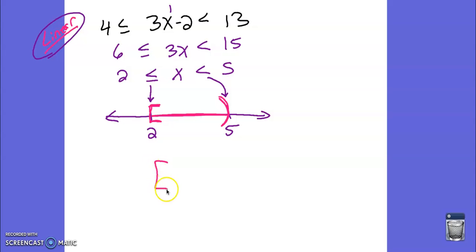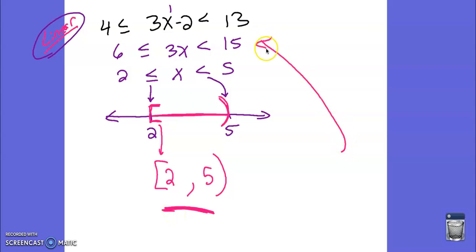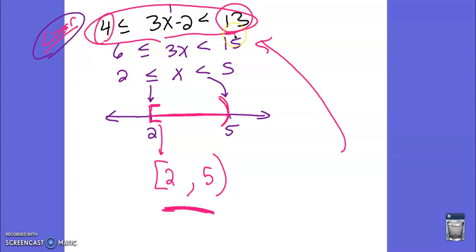So the interval notation, again, exact copy. We got a bracket at 2, and it's going to go all the way to 5 with a parenthesis. So it's all the numbers in that interval between 2 and 5 that will actually work. I mean, it's going to be greater than or equal to 4 and less than or equal to 13. These numbers will actually work when you plug them in.